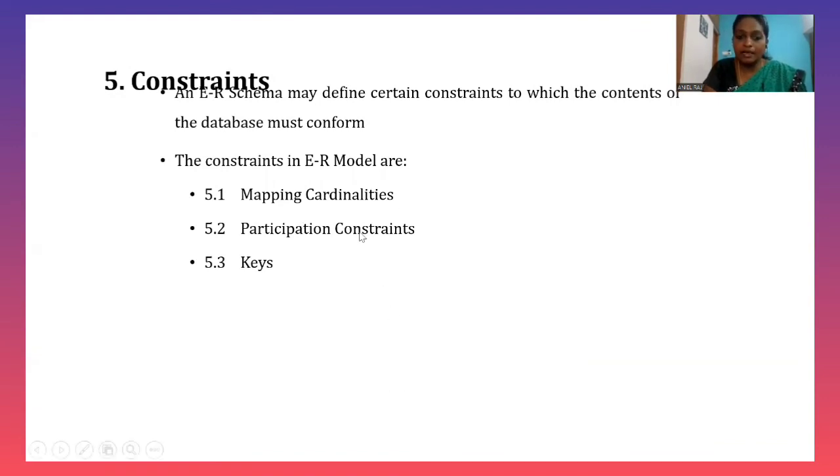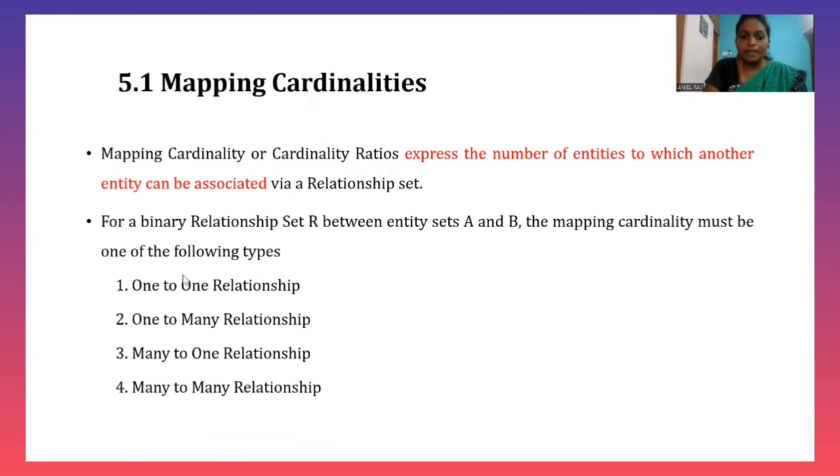Next, when we focus on relationships, we have two constraints. One is mapping cardinality: what kind of relationship two entities are going to share. And the participation constraint: what kind of participation that particular entity set is going to have in the database. There are four types of mapping cardinality: one-to-one, one-to-many, many-to-one, and many-to-many.